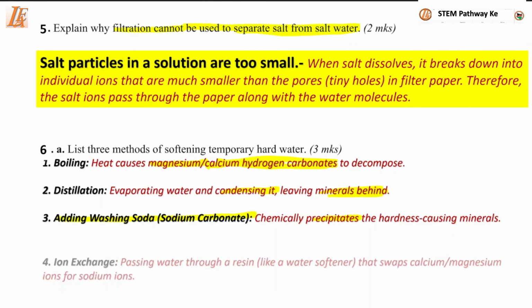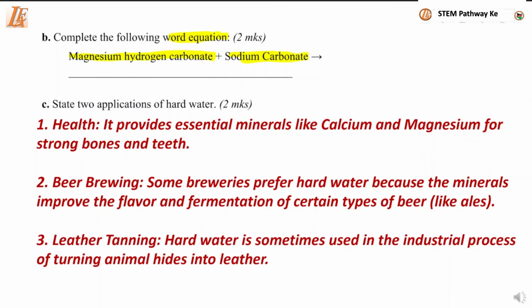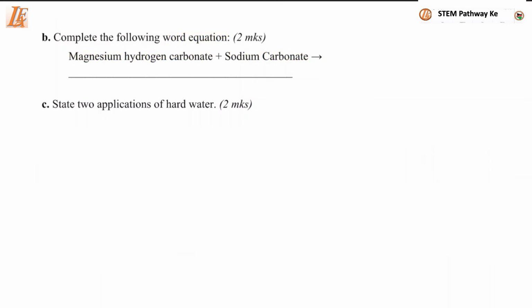Then another method that we can use is ion exchange, and in this case we pass water through a resin, like a water softener, that swaps calcium and magnesium ions for sodium ions. So this resin contains sodium ions. Now if you have hard water which has calcium or magnesium ions, they exchange. Sodium goes to the water, and then magnesium and calcium remain in the resin, and in that process water is softened.